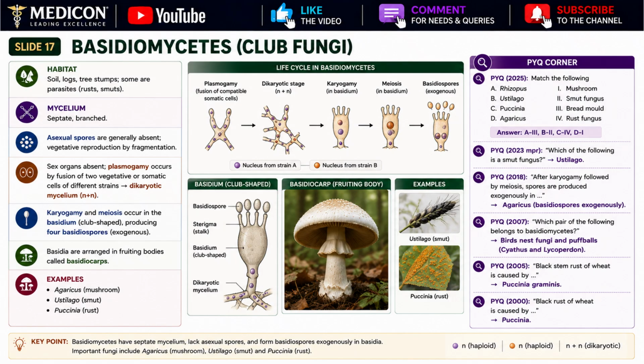Basidium means club-shaped. It has parts. The upper part is the basidiospores; four spores are present. Sterigmata are the stalks of the basidiospores. The basidium is a club-shaped structure, and below that you will find the dikaryotic mycelium. Basidiocarp is a fruiting body. Examples are Ustilago, smut, and Puccinia, rust.